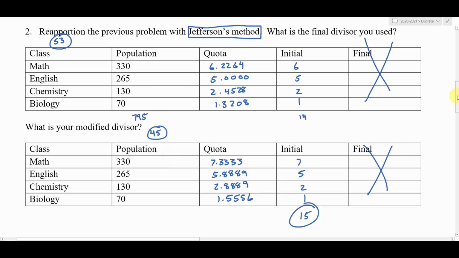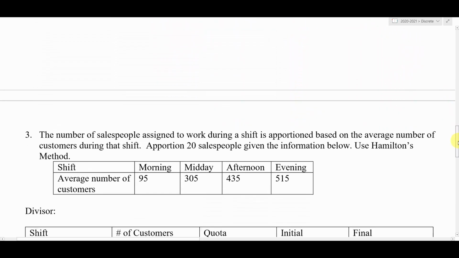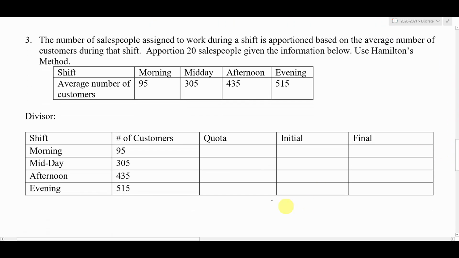So speaking of paradoxes, let's take a look at number 3. We have a store that is trying to assign people to work specific shifts based on the number of customers that come in during those shifts. Which seems smart. You would think that if you had 515 people coming into your store in the evening, that's where you want most of your employees working, versus the morning that only gets 95 customers. So an apportionment method would be handy for a situation like this.